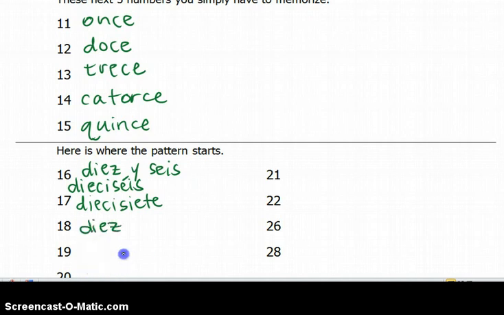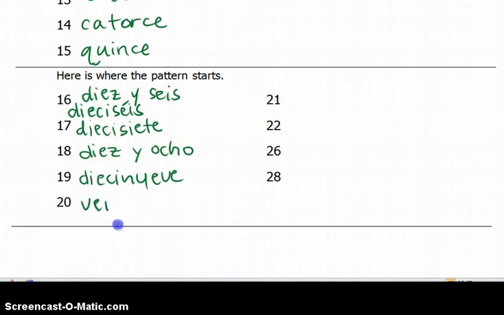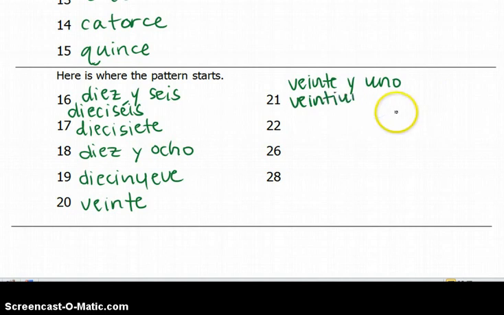18. 19. 20 is 20. 21 through 29 have the same rule as 16 through 19. They can be written as 1 word or 3 words. So as 3 words, we have 20 y 1, or 21.